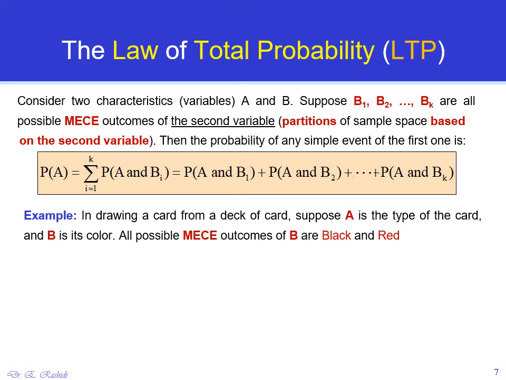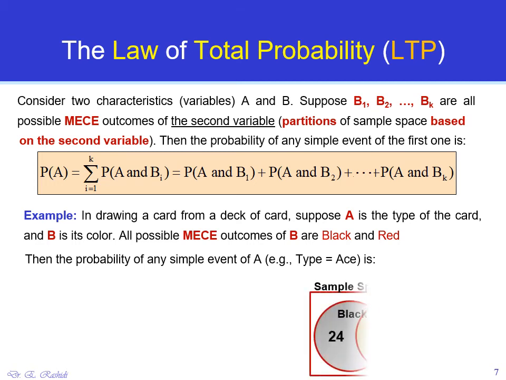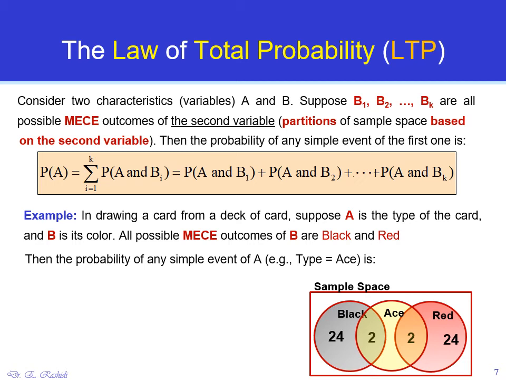So now based on this, we can find the probability of any simple event of A, for example, the type being ace. We can find this probability using the law of total probability, to break it down on the outcomes of the color, the second variable. As you see here, this is the sample space. We have the black cards here, we have the red cards here, we have the ace cards here, these three events. So we want to find the probability of getting an ace.